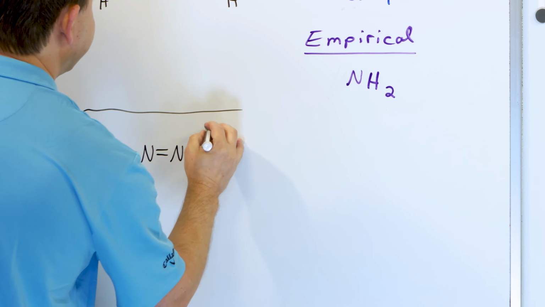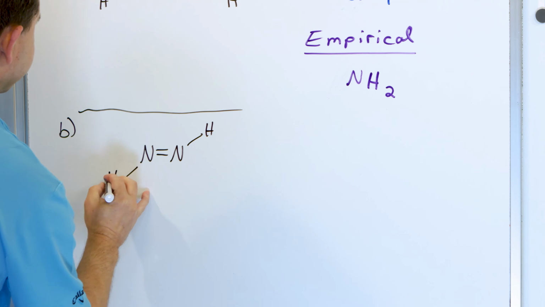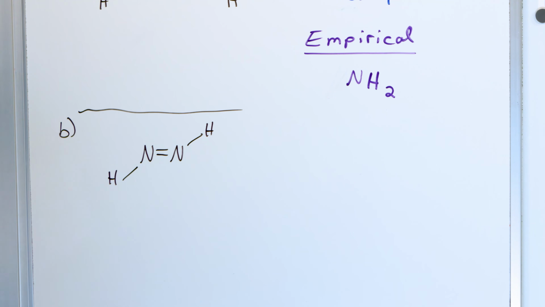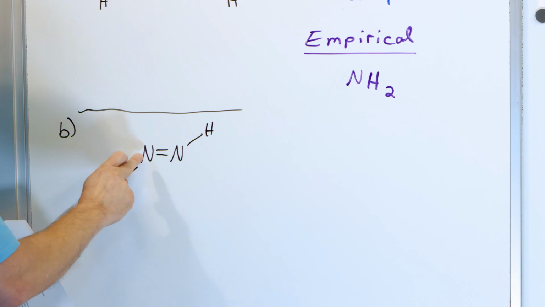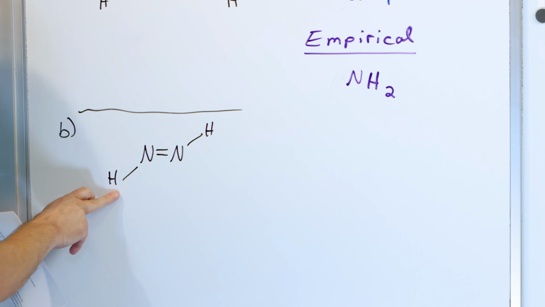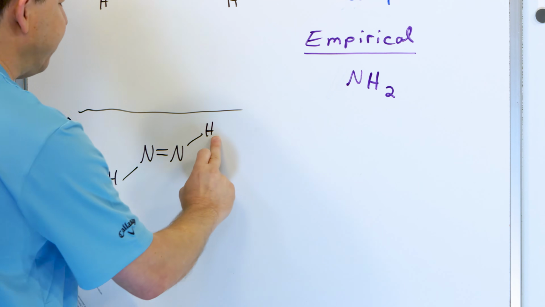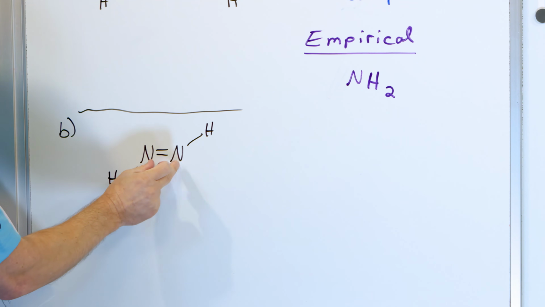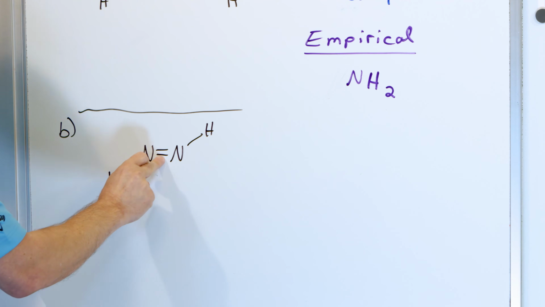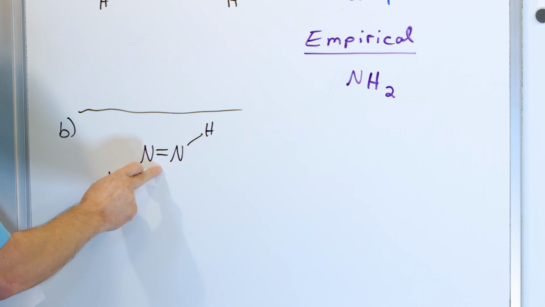And then we have a hydrogen bonded right here and a hydrogen bonded right here. So this is a structural formula. What it tells me is I have a nitrogen bonded with a single bond to a hydrogen, another nitrogen bonded with a single bond to a separate hydrogen, but these two nitrogen atoms are bonded together not with a single bond, but with what we call a double bond, and we're going to learn about that later.